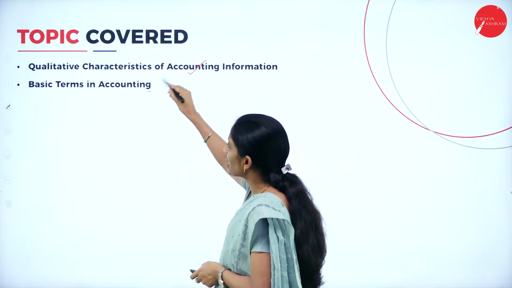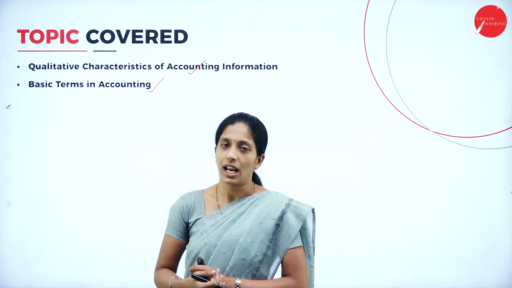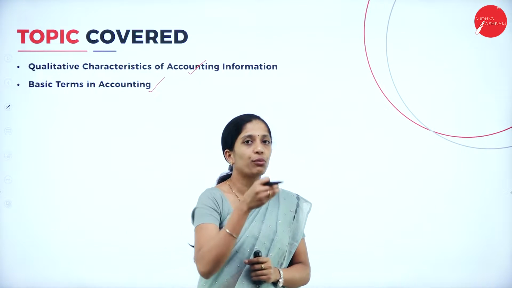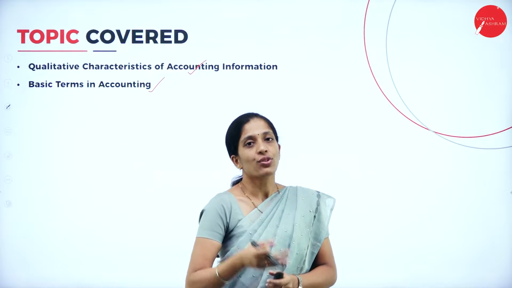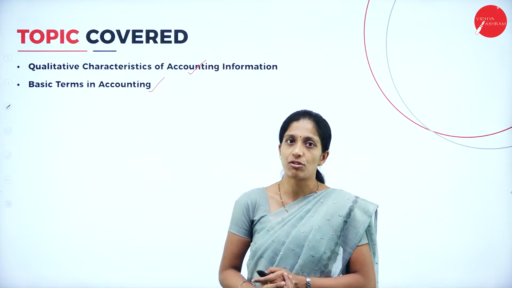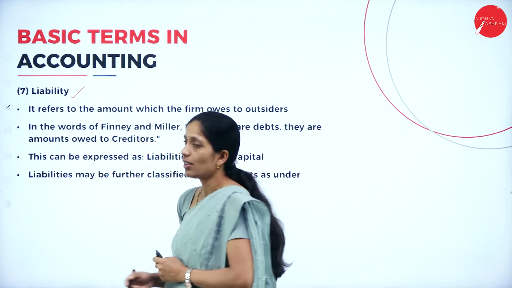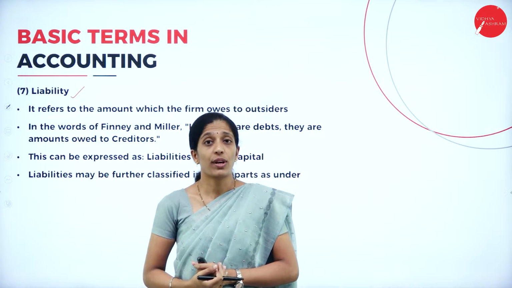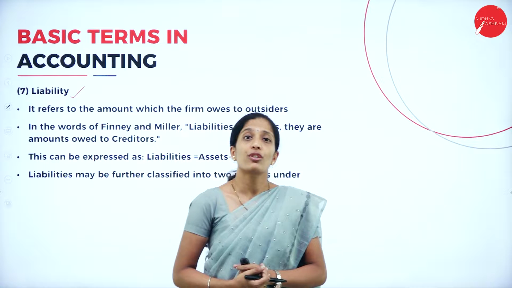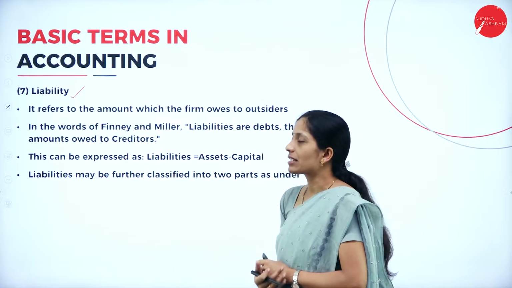Next, we have learnt about basic terms in accounting. We were discussing a few of the accounting terms. We have learnt about business transactions, assets, and a few more terms used in accounting. In today's session also, we shall continue with a few more terms used in financial accounting. Now coming to the next one, that is liability. We have already learnt about assets, where we learned that there are mainly two types of asset: current asset as well as non-current asset. That is also called as what? Fixed asset. Now let us see the next term, that is liability.